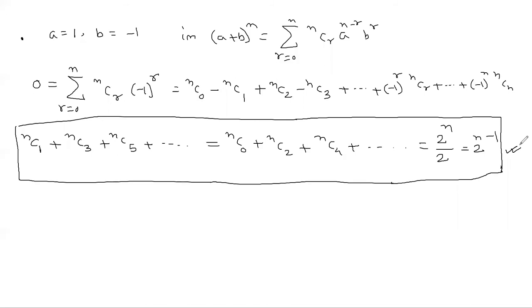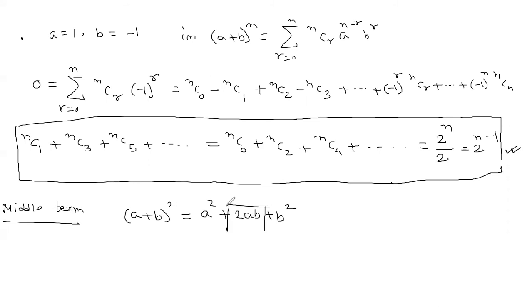The next possible question asked is about the middle term. So what about the middle term? For example, suppose you have (a plus b) whole squared. Here you get a square plus 2ab plus b square. Whenever we have (a plus b) power 2, that is even, we have an odd number of terms. If you have an odd number of terms, how many middle terms would there be? There is only one. See, this is the middle term over here.